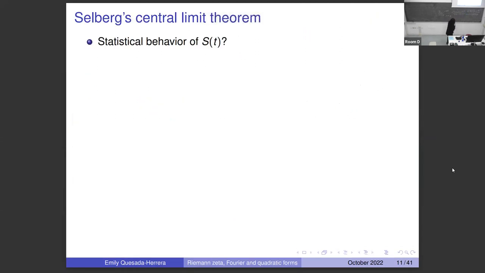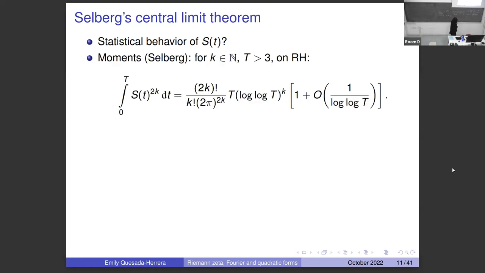So now let's return to the function S of t. To understand the distribution of the zeros, we want to understand the behavior of S. So, for example, study the statistical behavior of S of t. And you can use the method of moments from probability. If you want to understand the probability distribution, you can start by studying moments. So Selberg did this, and Selberg obtained all of the even moments, assuming the Riemann hypothesis. And this can also be obtained unconditionally with a weaker error term. So Selberg computed all of the even moments.